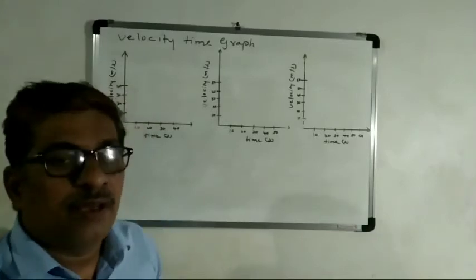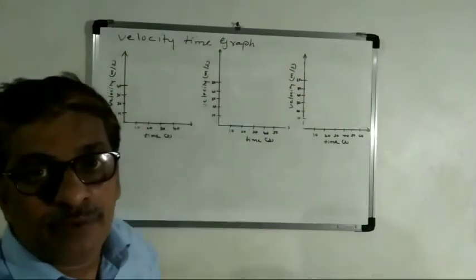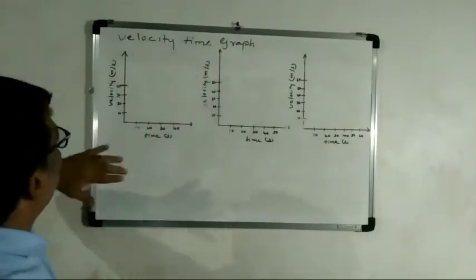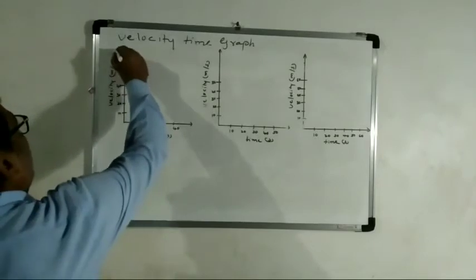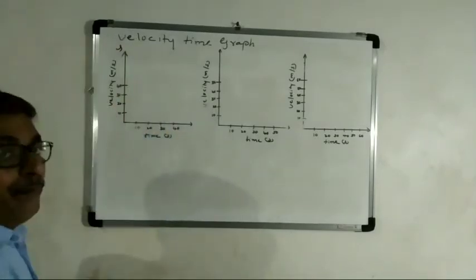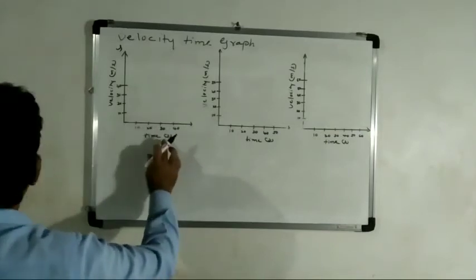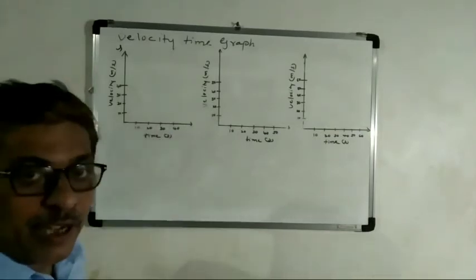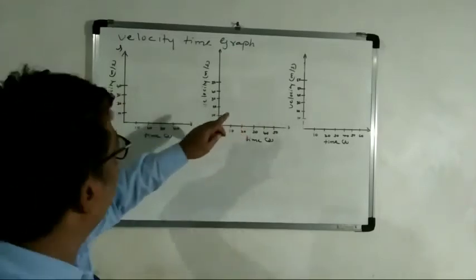Dear students, now we discuss the velocity time graph. In the velocity time graph, on the y-axis you have to take velocity, meter per second. And on the x-axis you have to take time in seconds. Okay, this much you have to keep in mind.